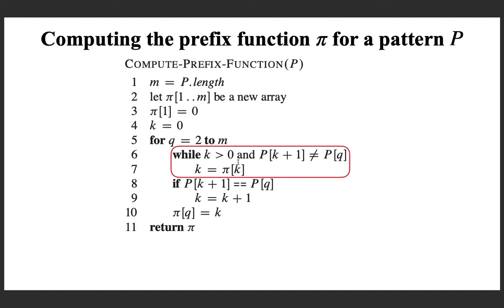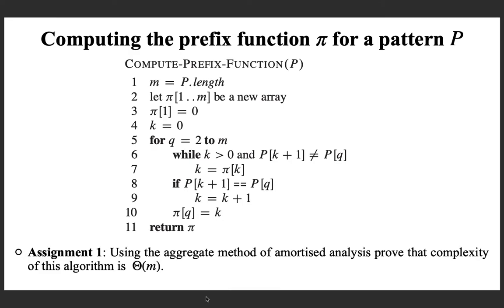If k is greater than 0 and there is a mismatch, we said k must be updated as pi k, because that is the maximum possible match. And if a match occurs, we said increment k and after that assign pi q as the new value of k. So this is exactly what we observed, and it is written by the authors as the compute prefix function for a pattern. And here I am leaving as an assignment the analysis of this algorithm using the aggregate method of amortized analysis. You can prove that the complexity is this.